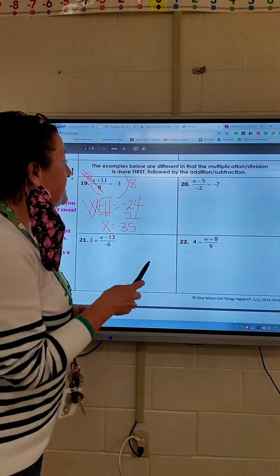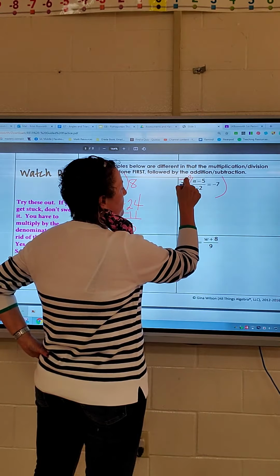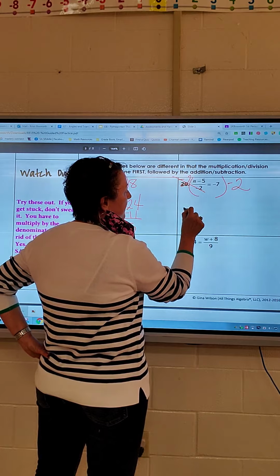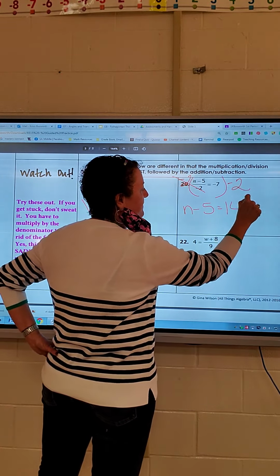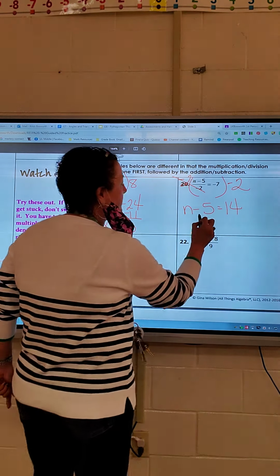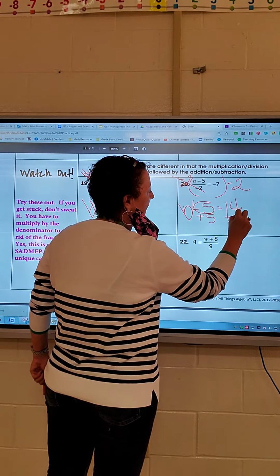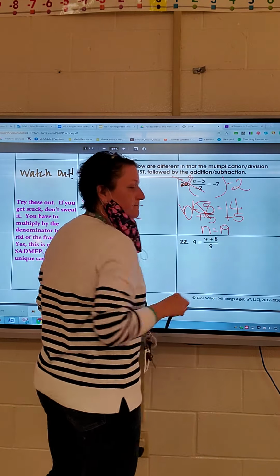All right? So what's the inverse of dividing by a negative 2? Multiplying by a negative 2. So I'm going to multiply by negative 2 on both sides. And that leaves me n minus 5 right here. Negative 7 times negative 2 is a positive 14. Everybody see that? So now I'm going to add 5 to both sides. This is my constant term. This is my variable term. I add 5 to both sides, and n equals 19.